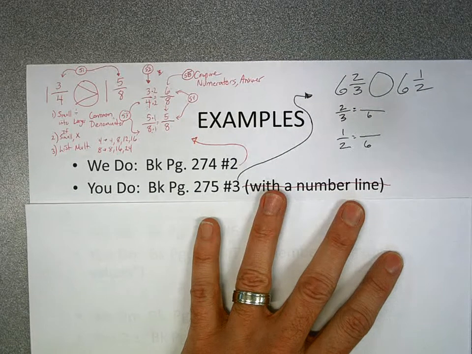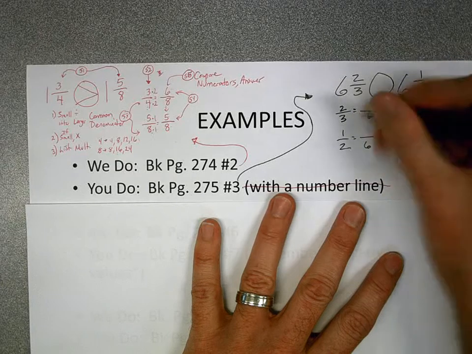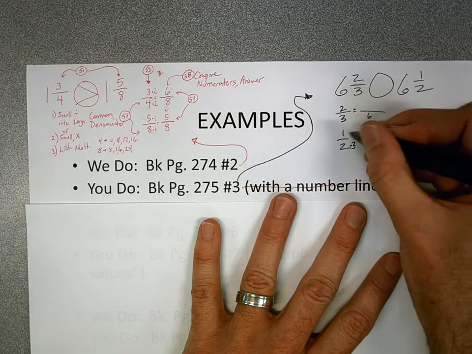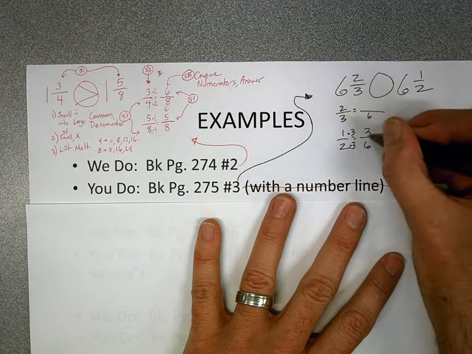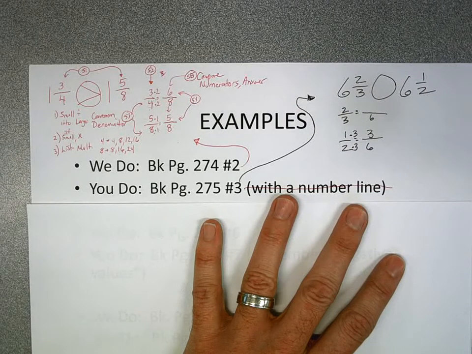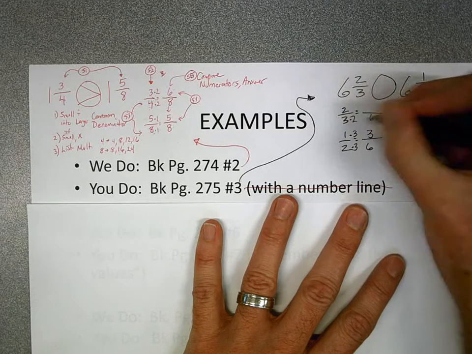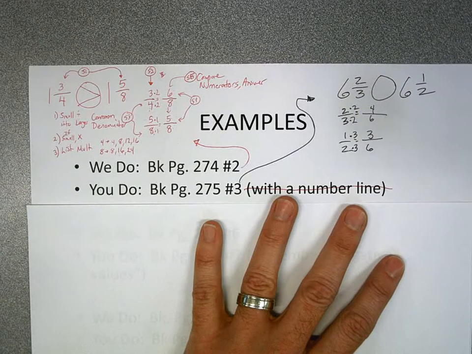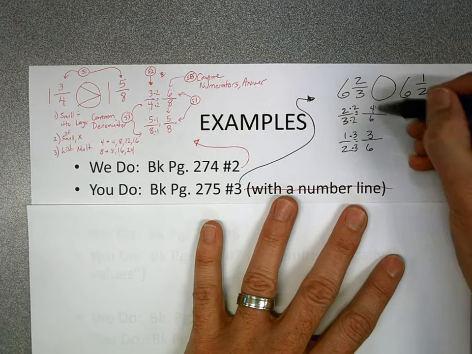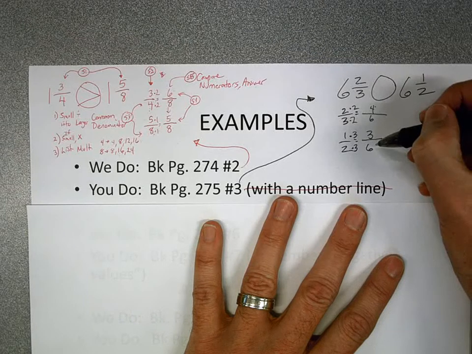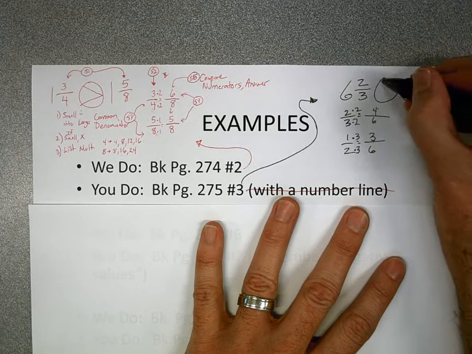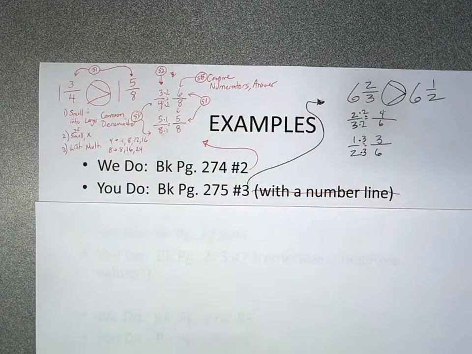Now that I have a common denominator, I can find equivalent fractions. Like we said, when you do that, 2 times 3 is 6. 1 times 3 is 3, so I have my numerator there. 3 times 2 is 6, so 2 times 2 is 4. And now I compare my numerators. 4/6 is bigger than 3/6. So 2/3 is larger, which means I answer: 6 2/3 is larger than 6 1/2.